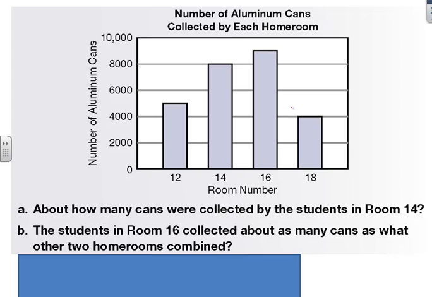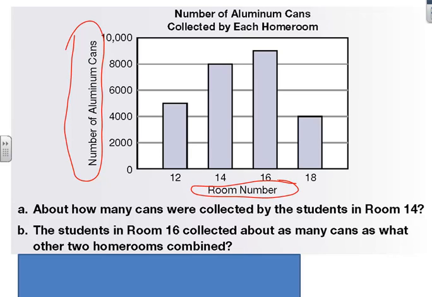Here's another graph, a bar graph. It asks about how many cans were collected by the students in room 14. So the first thing you need to do is look at how they've labeled the graph. If you look on the left-hand side, you can see that that represents the number of aluminum cans, and the bottom represents the room number.